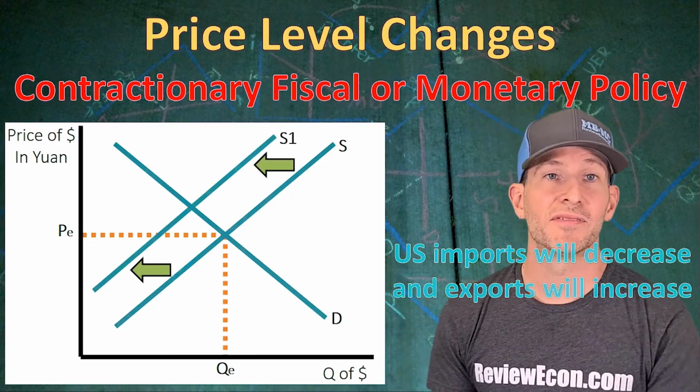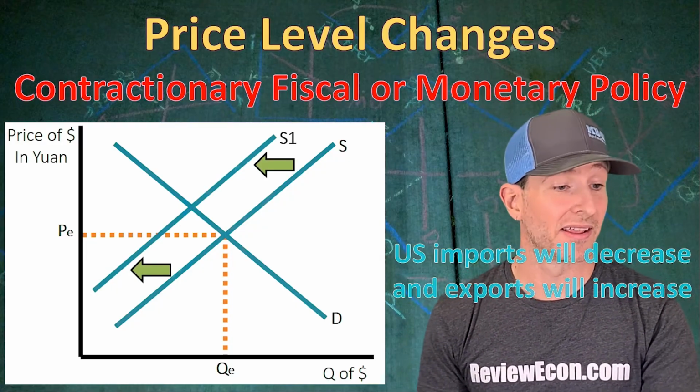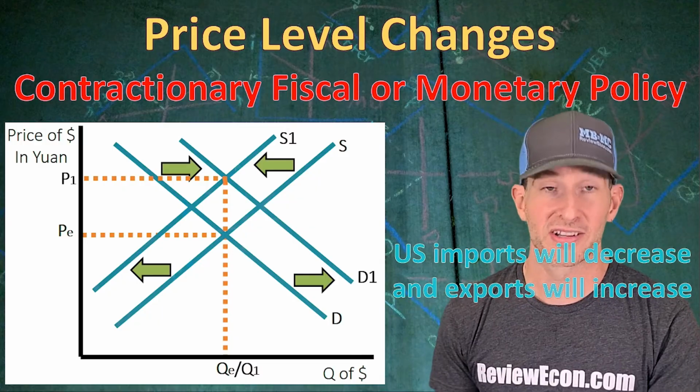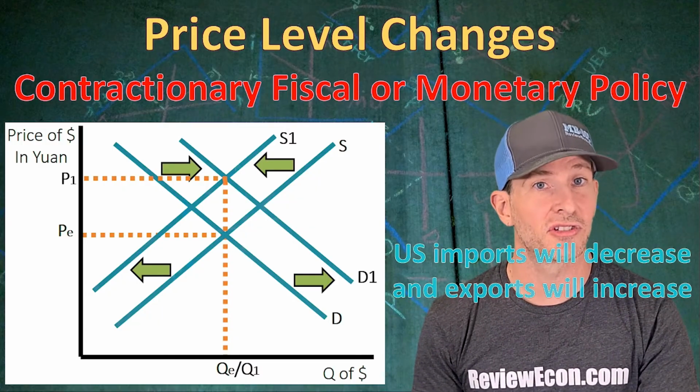That means that the supply of US dollars is going to decrease and the demand for US dollars is going to increase. Both of those shifts are going to cause the US dollar to appreciate.